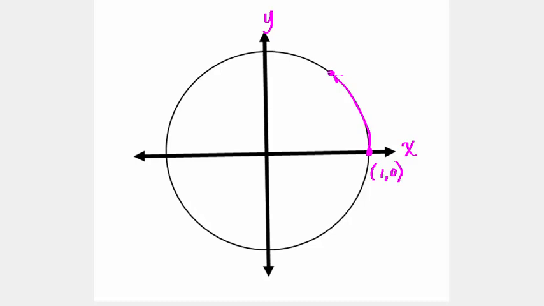So this arc, starting at (1, 0), and then stopping at a terminal point somewhere in quadrant 1, we'll call arc t.